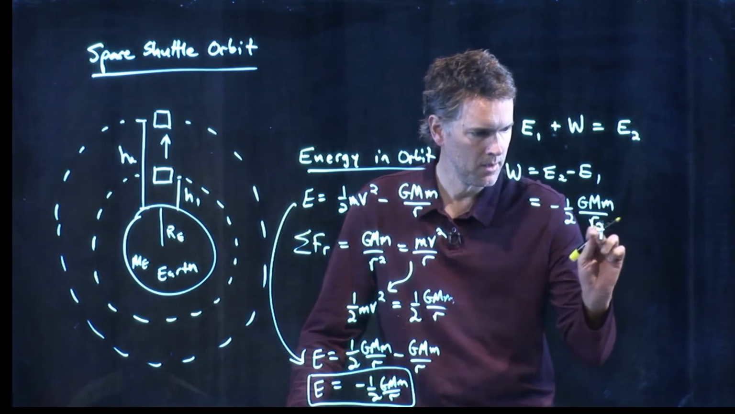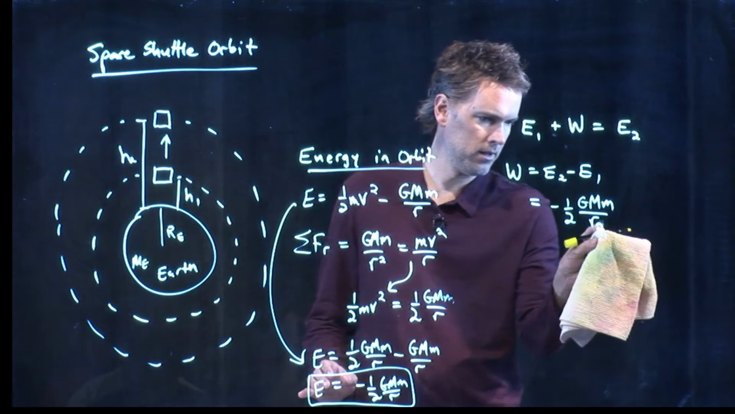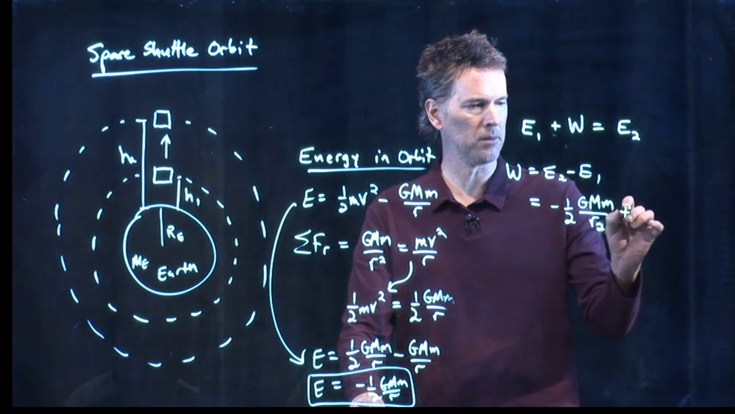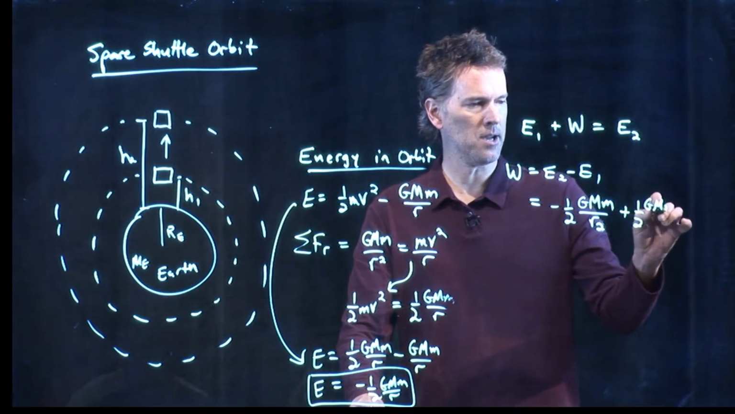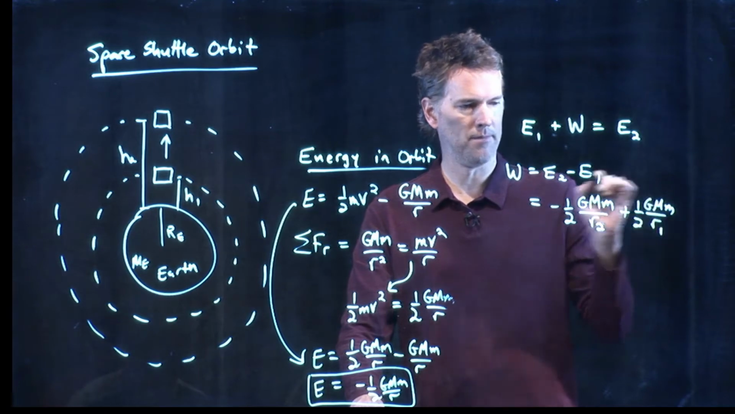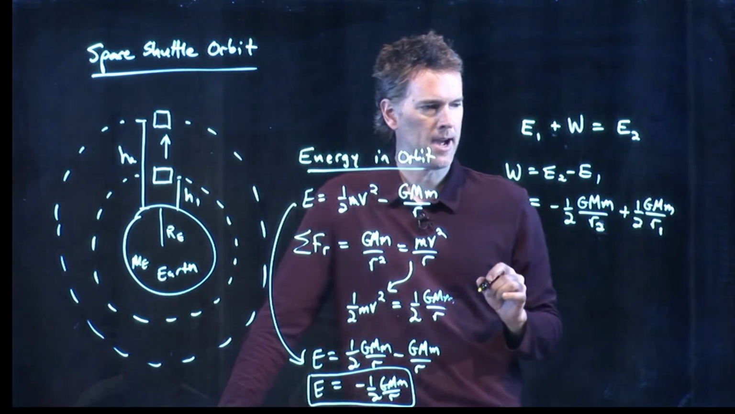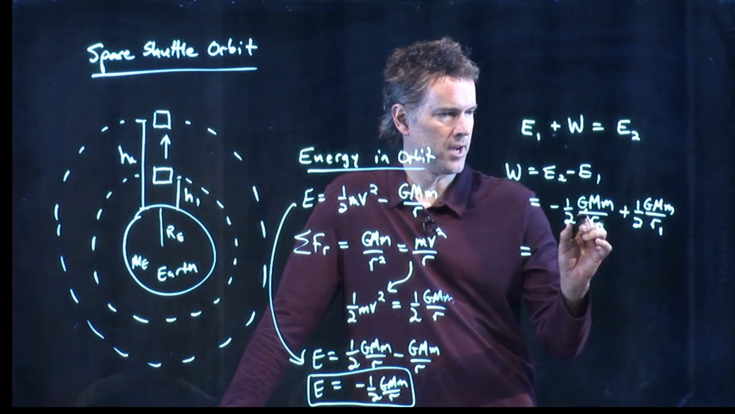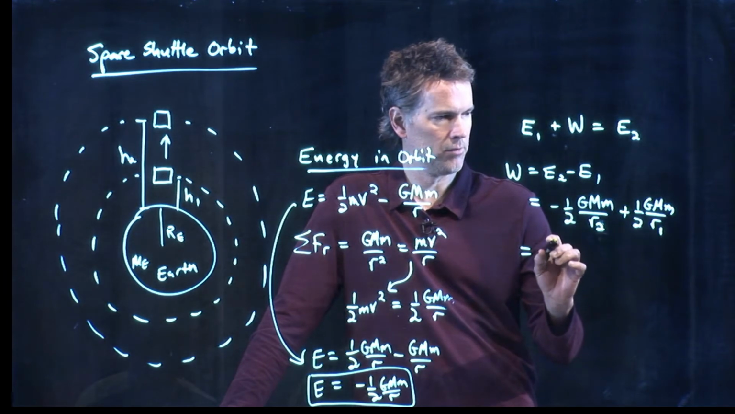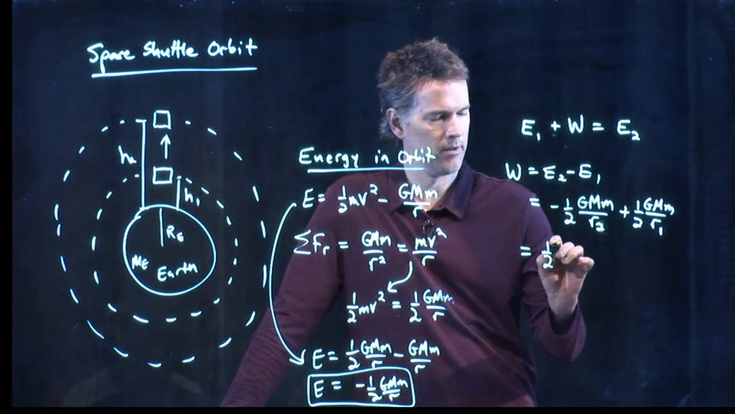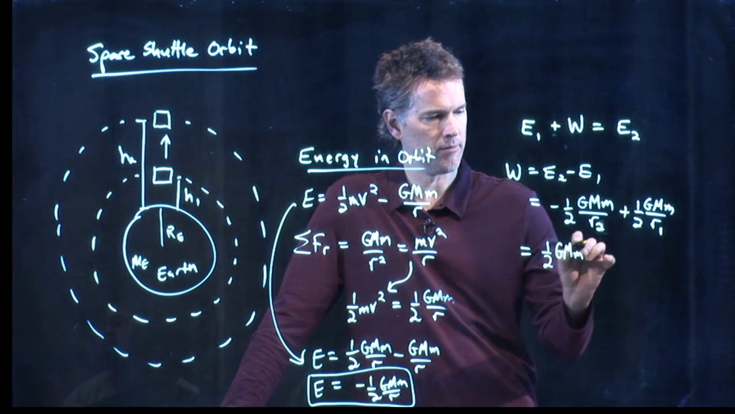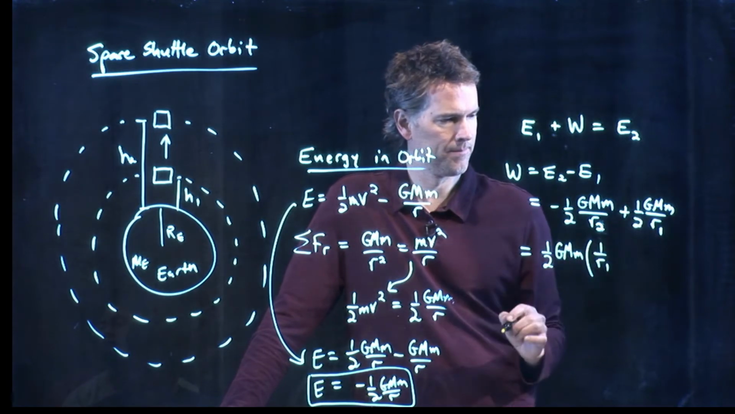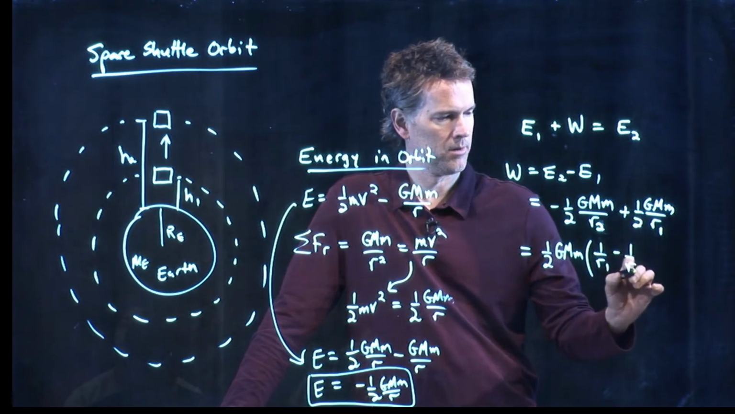And E1 is going to be minus, but I'm subtracting it, so it becomes plus, GMm over R1. Okay, now we can put this together and figure out what we need to do. We've got GMm and a 1/2, all the same, so we can put 1/2 GMm out in front. Then I have a positive 1 over R1 and a negative 1 over R2.